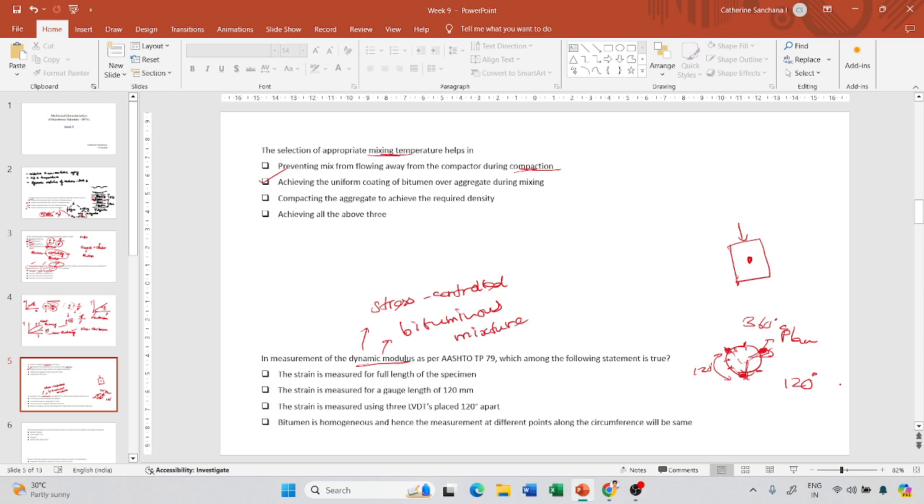Now I told you that these LVDTs have to be placed at 3 points. So this is the top view. If you see the side view or the front view, it is a cylinder, so no issues. You will not place LVDTs on the top and bottom because of the end effects. Since you are applying load here, there will be end effects on the sample, so you place the LVDTs at the center.